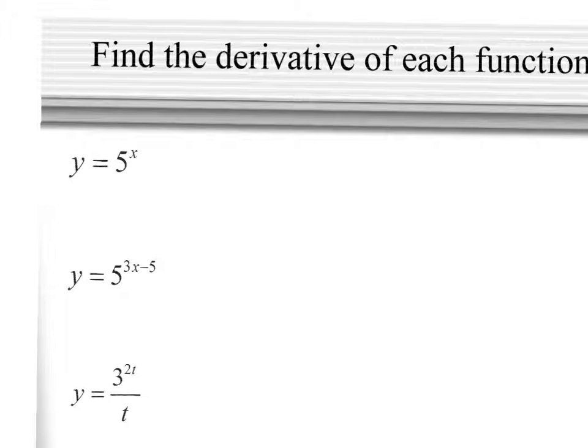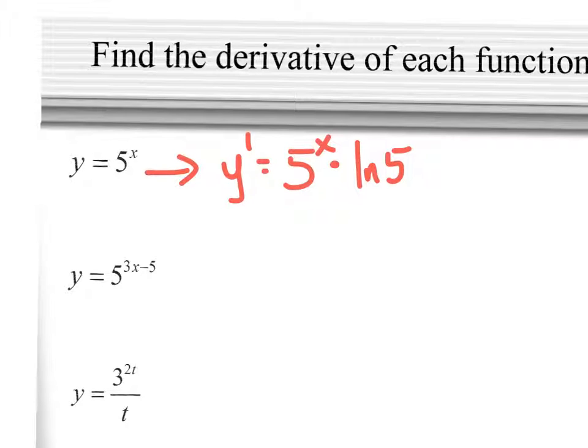Okay, let's take the derivative of y equals 5 to the x. That is right. You are correct, ma'am or sir. It is y prime equals 5 to the x times ln of 5. Done. Beautiful. All right. Next up, we have 5 to the 3x minus 5.